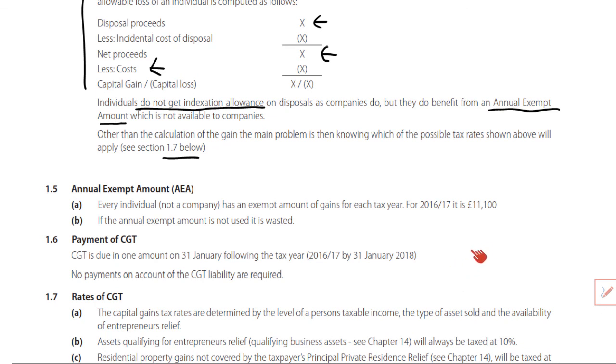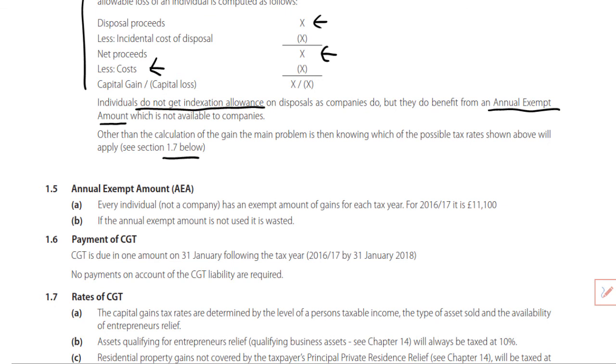There is just one set payment date, the 31st of January following the end of the tax year, and no payments on account apply. Now, when we look at income tax and national insurance contributions, well, certain ones anyway, some of those may be settled by payments on account. That doesn't exist for CGT. There is a set liability, which arises after the end of the tax year and is payable the following 31st of January.